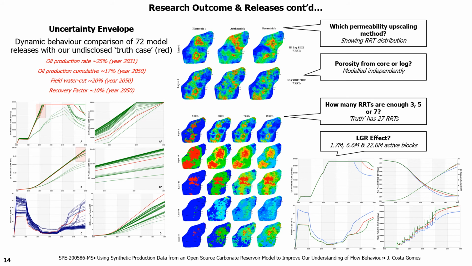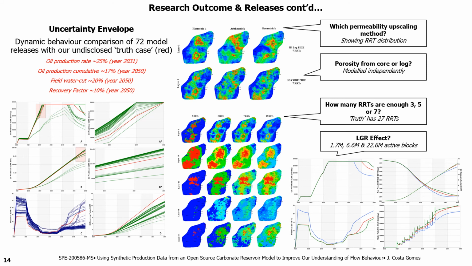In terms of cumulative oil production, there's around a 17% difference between all the models. In terms of the field water cut, there's about a 20% difference, and recovery factor about 10%. So we have one data set, but multiple geological concepts and multiple geological modeling approaches, all of which give us this huge uncertainty envelope that is typical of reservoirs.